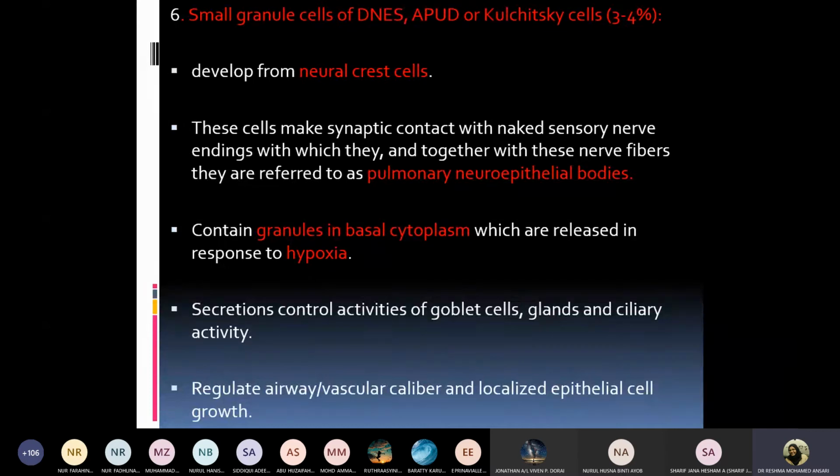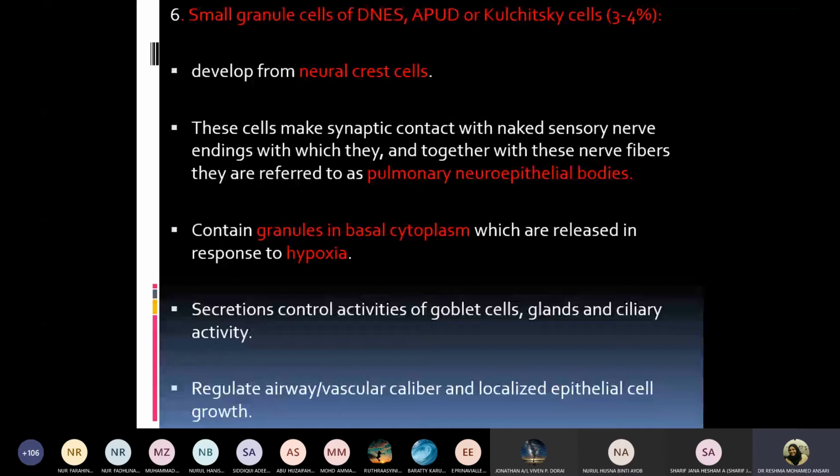So here, if there is hypoxia, if there is a foreign body in the lumen, automatically these cells will be stimulated. They will secrete their endocrine secretions from the granules in the basal cytoplasm. So these cells are more endocrine in nature, and this will control the activities of goblet cells, the glands, and ciliary activity as well. So they also regulate the airway caliber, as well as the epithelial cell growth.